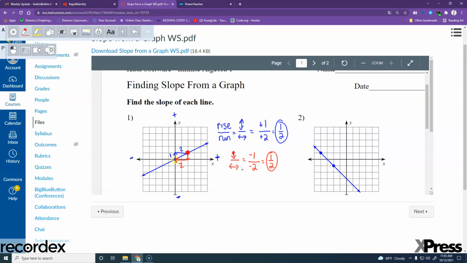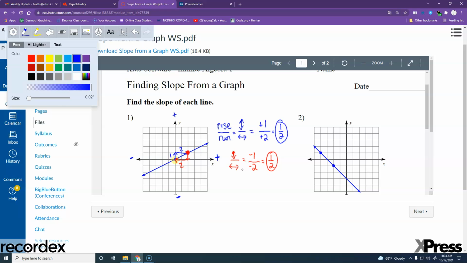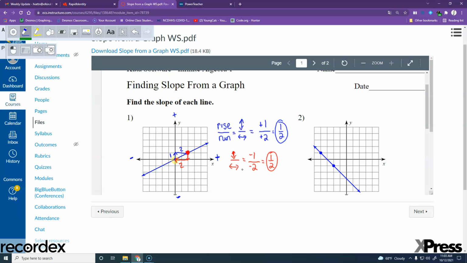All right, so let's look at the second one here. We want to do our change in y over our change in x. Y is up or down. X is left or right. So, Vince, which dot do you want to pick? This one over here on the left side or the one down here at the bottom? All right, left side. So if I start right here, I need to go up or down first. How much do I have to go up or down?